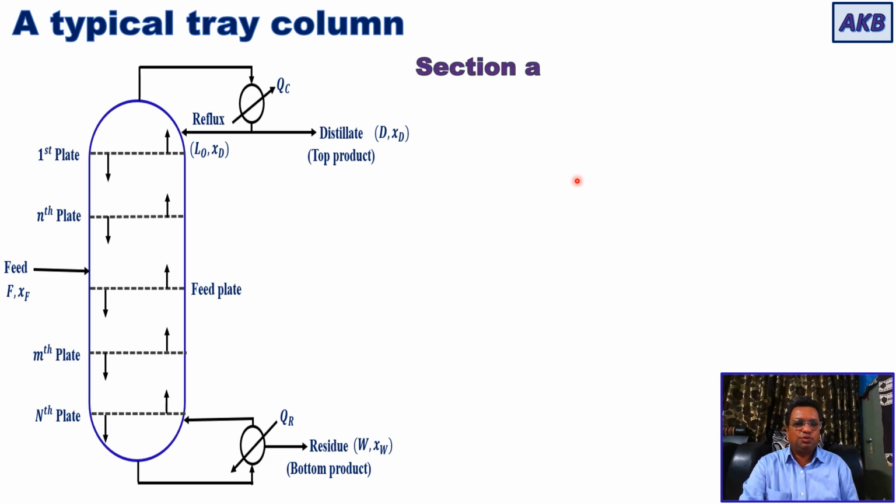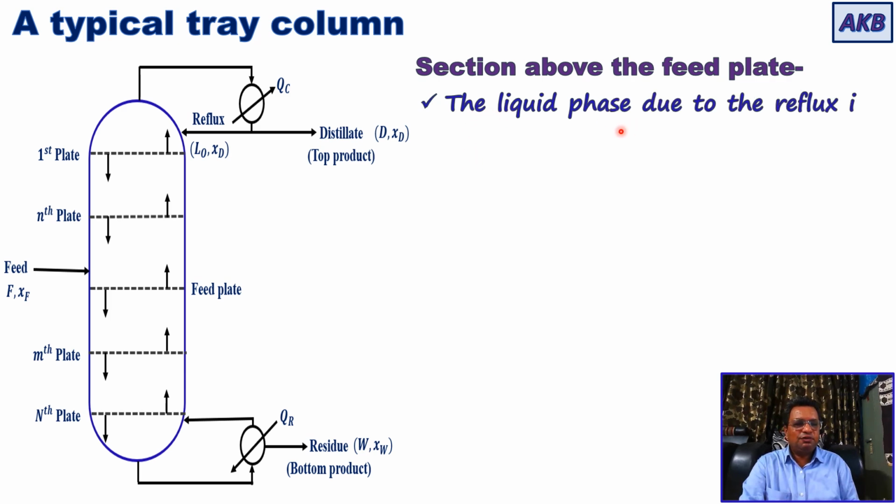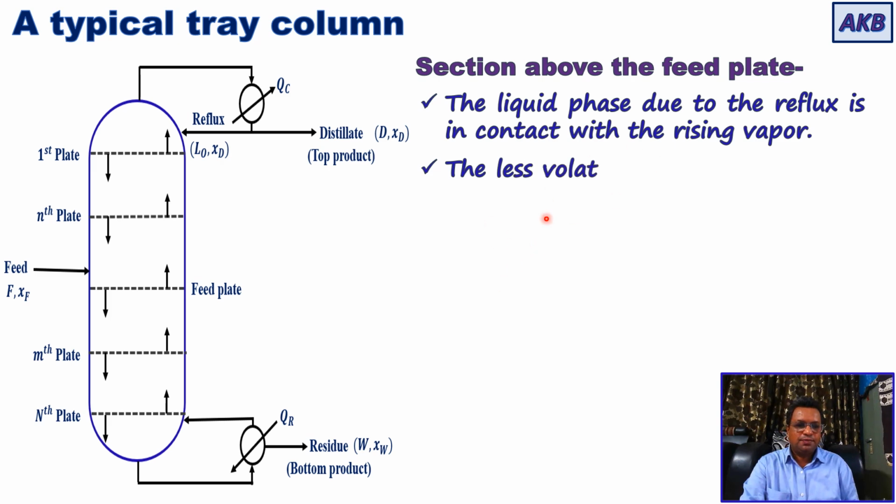Okay, now let us move ahead. Now let us talk about the section that is above the feed plate. What happens in this section? In the section above the feed plate, the liquid phase is due to the addition of reflux. So the liquid phase due to reflux comes in contact with the rising vapor phase.